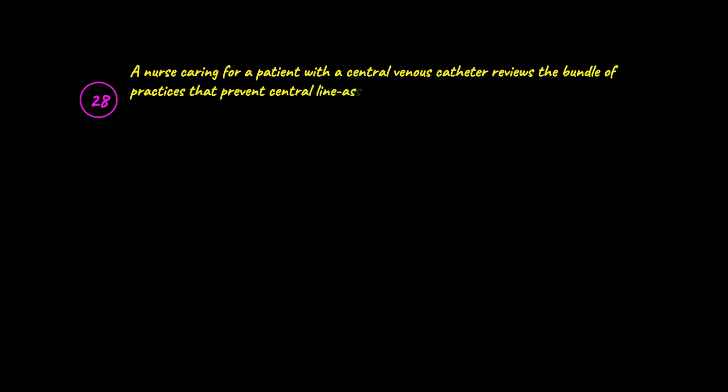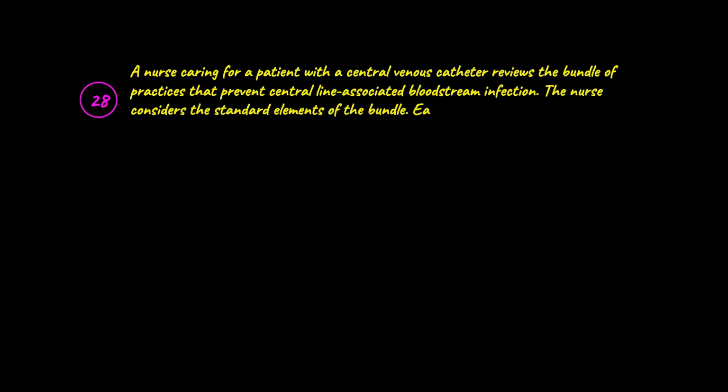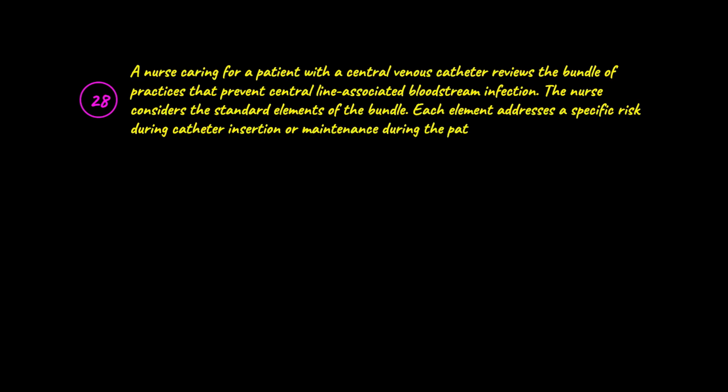Question 28. A nurse caring for a patient with a central venous catheter reviews the bundle of practices that prevent central line-associated bloodstream infection. The nurse considers the standard elements of the bundle. Each element addresses a specific risk during catheter insertion or maintenance during the patient's stay on the unit.